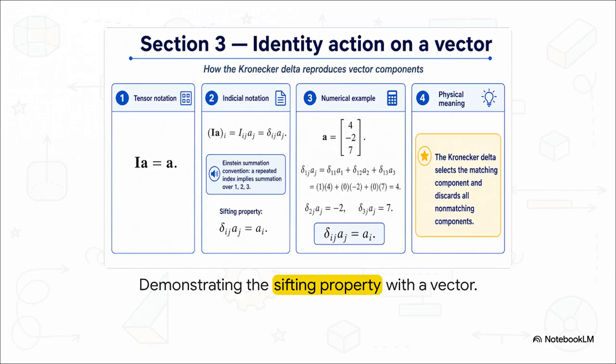If we set our free index, i, to 1, we get delta 1,1 a1, plus delta 1,2 a2, plus delta 1,3 a3. Because only delta 1,1 equals 1, the second and third terms just vanish. They become 0. That leaves us with 1 times 4, which is 4. Follow this exact same logic, and for i equals 2, the sifting property pulls out -2. For i equals 3, it pulls out 7. The Kronecker delta sifts right through the sum and perfectly reproduces the vector components.